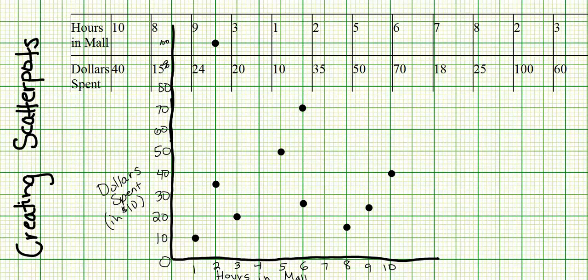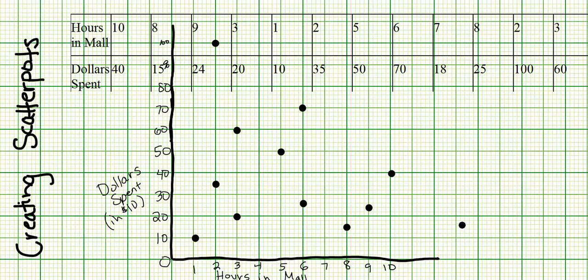3 hours in the mall, spent $60. So with this data set, it appears that the numbers are kind of all over. There really isn't a set pattern to these numbers. So I would say in this case, there really is no correlation.